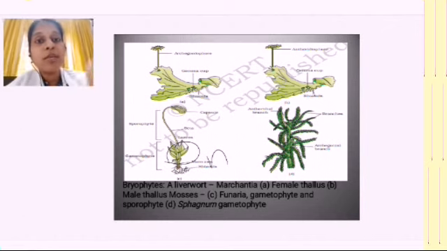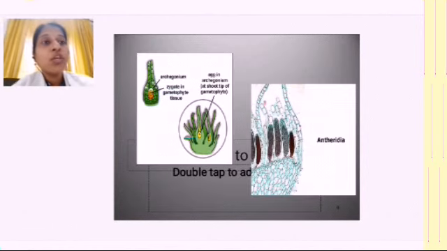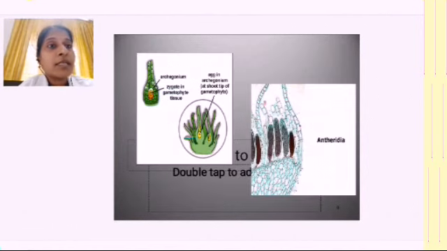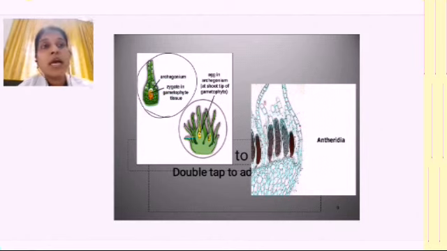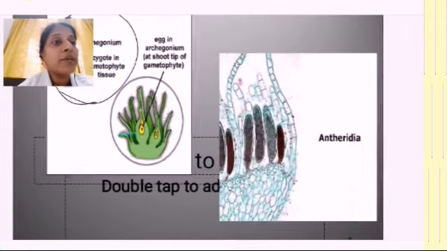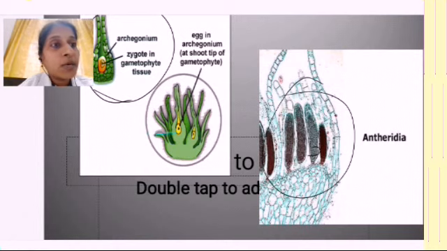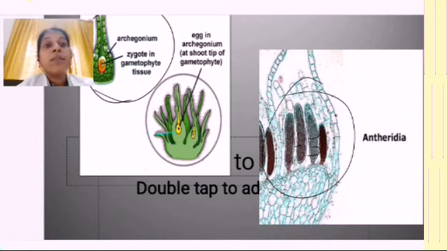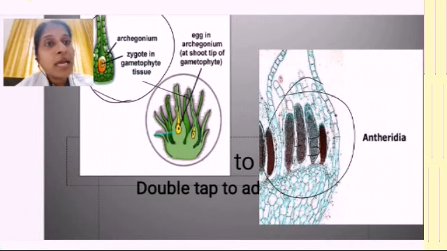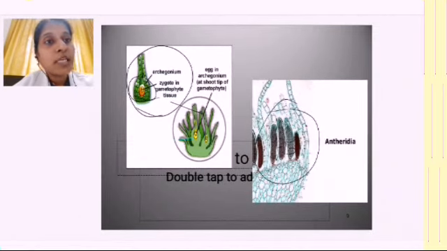Now how do these female and male sex organs look? You see, this is an example of archegonia. Archegonia will have a structure like this, with minute inside detail if you are seeing, okay. Antheridia will have a structure like this, okay. So in the antheridia, what is produced? The male gamete. In the archegonia, what is produced? The female gamete, okay.